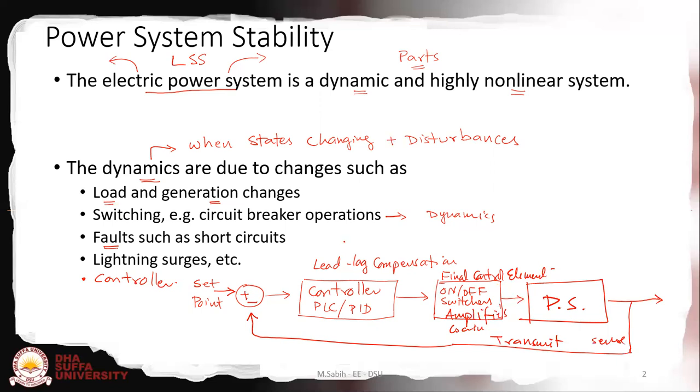Now, if something happens on the controller side, for example, the gain K of the controller is changed because of some reason, the controller tuning may bring some kind of disturbance to the system. We will see. And one more thing, the disturbances are basically affecting this power system, and we have the states here.